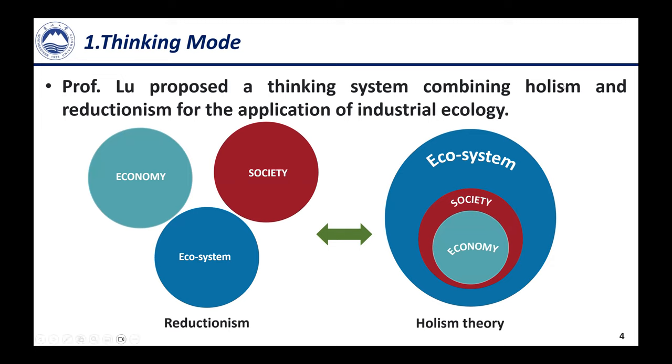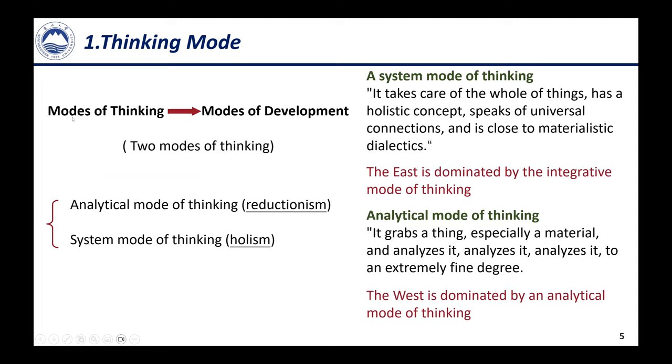Professor Lu proposed a thinking system combining holism and reductionism for the application of industrial ecology, and as we know, modes of thinking decide the modes of development. For example, the systems mode of thinking takes care of the whole of things, has a holistic concept, speaks of universal connection, and is close to materialistic dialectics. The East is dominated by the integrated mode of thinking. And the analytical mode of thinking grabs a thing, especially a material, and analyzes it to an extremely fine degree. The West is dominated by such analytical mode of thinking. So that's the difference between the East and the Western countries.